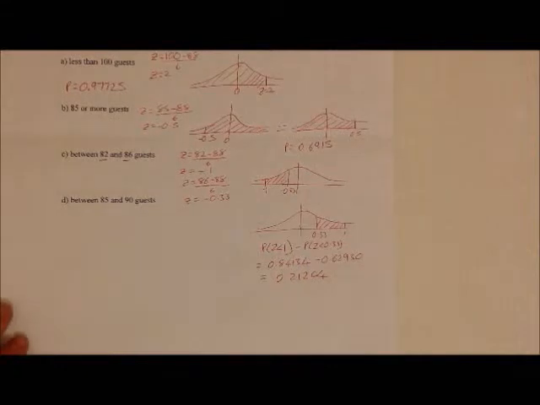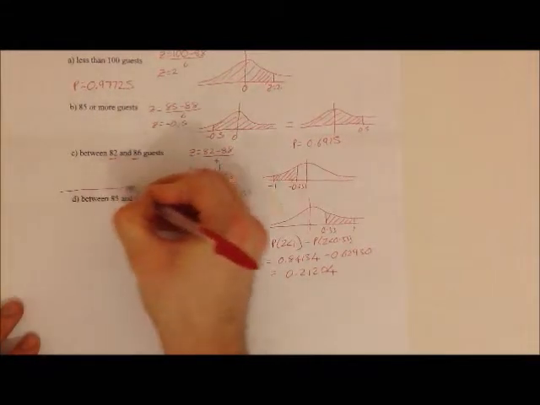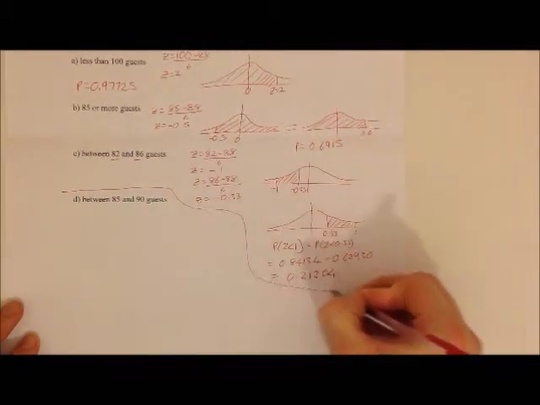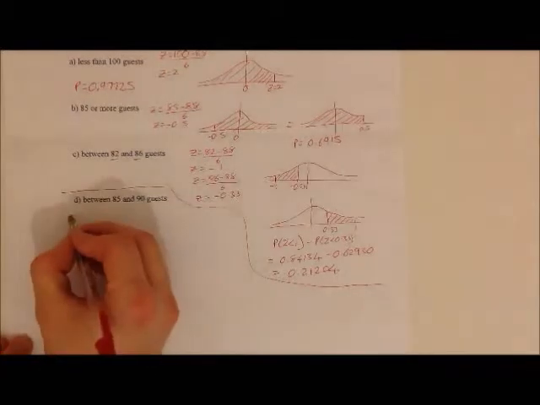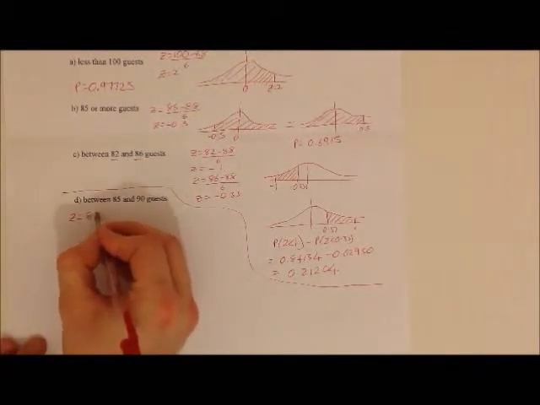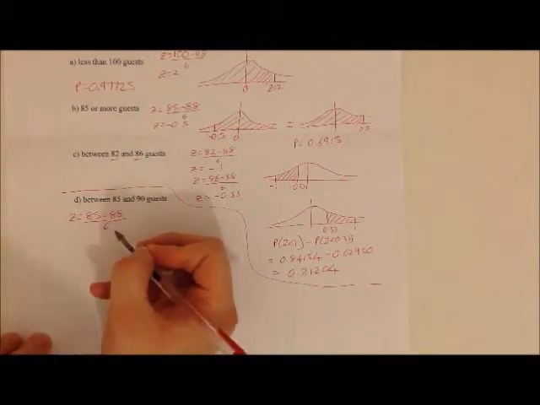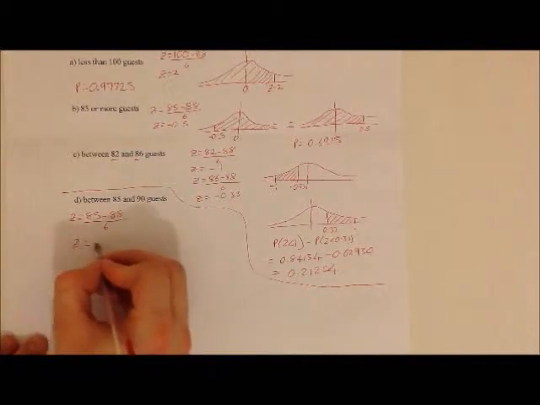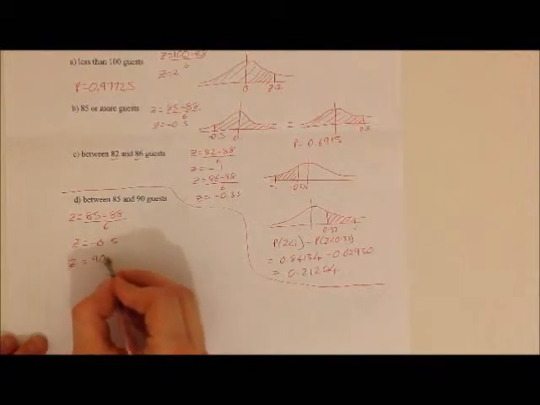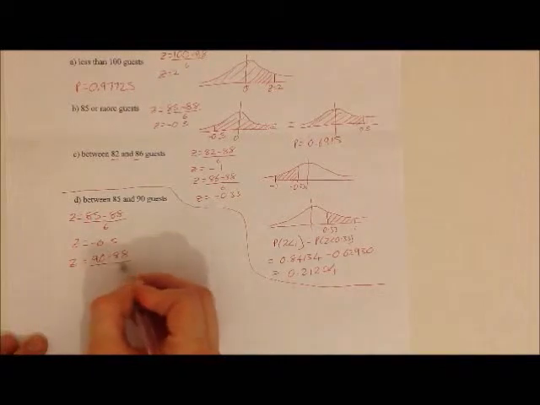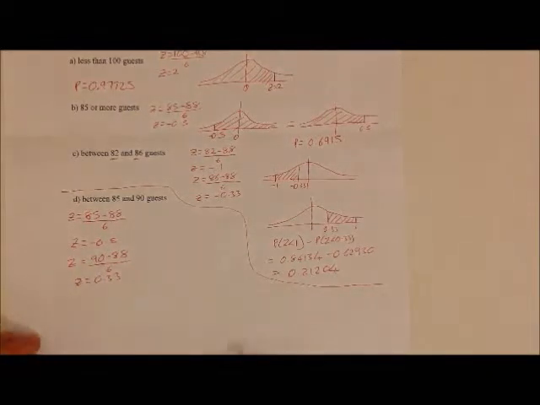Right, finally, we're going to work out the probability of being between 85 and 90 guests. Again, I need to work out my z-scores. The first one is 85 take away 88, divided by 6, which gives me a z-score of minus 0.5. My other one is 90 take away 88, divided by 6, which gives me another z-score of 0.33.